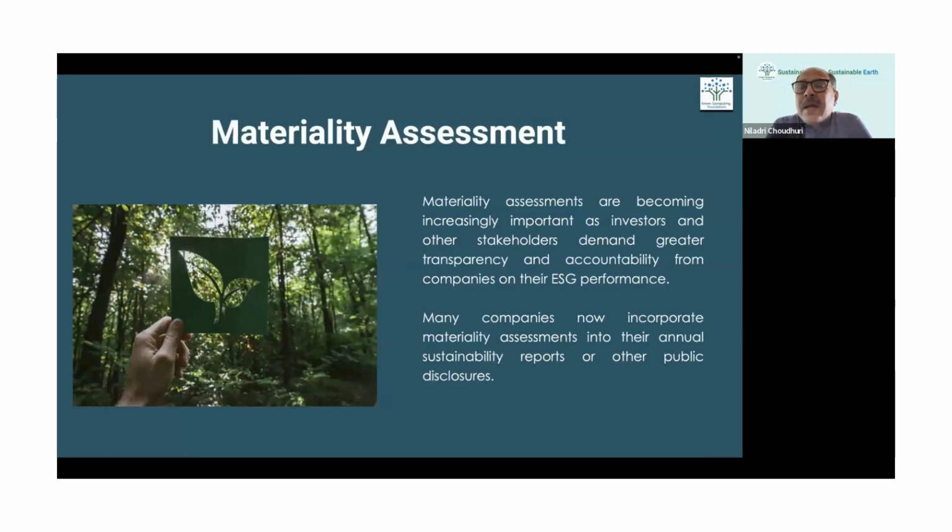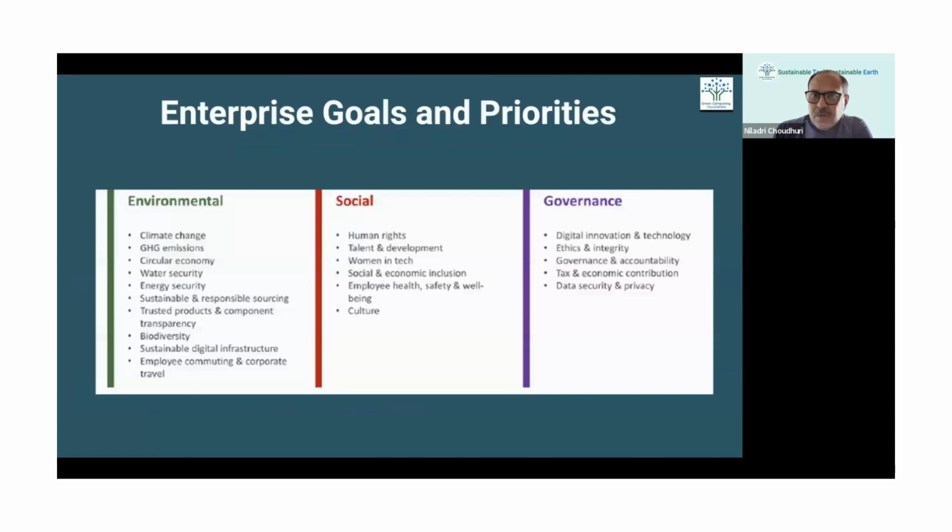Materiality assessment. So to do that, we have to understand where we are today, and we have to do materiality assessment. What is materiality assessment? That means things which are material to impact the sustainability aspects. Materiality assessments are becoming increasingly important as investors and other stakeholders demand greater transparency and accountability from companies on their ESG performance. Many companies now incorporate materiality assessment into their annual sustainability report or their public disclosures.